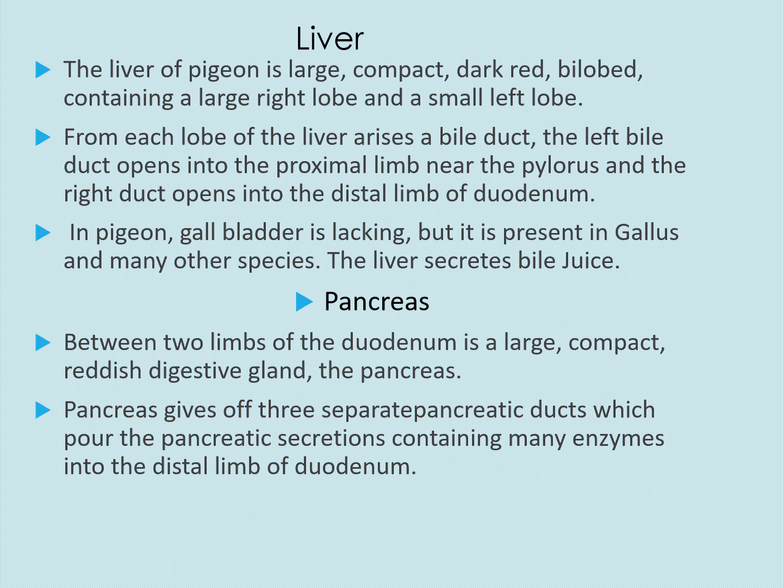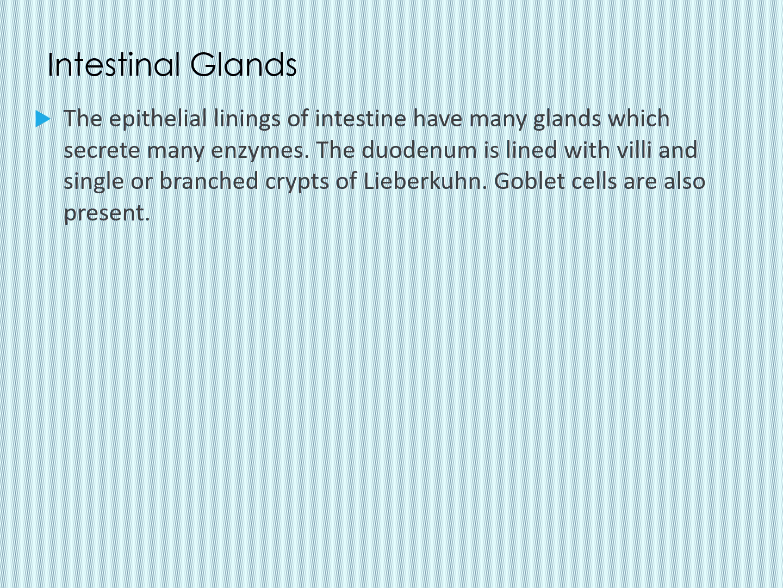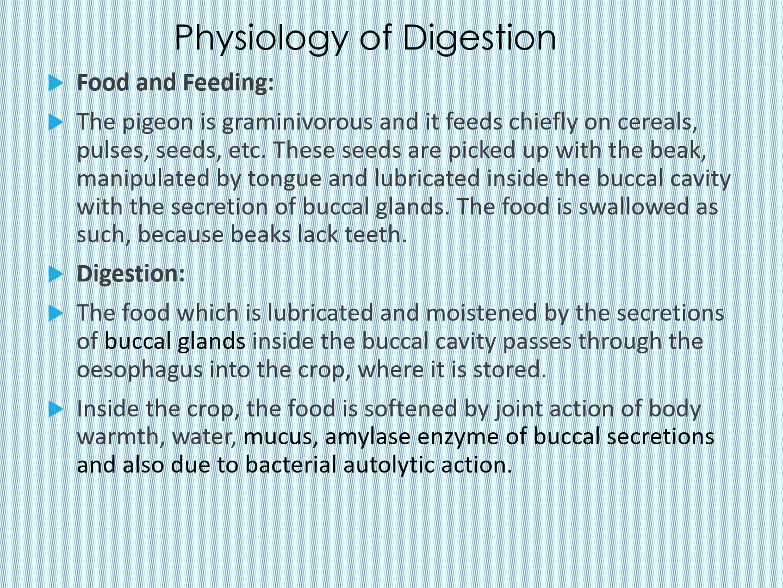bile juice. The pancreas. Between the two limbs of the duodenum is a large, compact, reddish digestive gland, the pancreas, and the pancreas pours the secretions containing many enzymes into the distal limb of the duodenum. The intestinal glands. The epithelial lining of the intestine has many glands which secrete many enzymes. The duodenum is lined with villi and single or branched crypts of Lieberkuhn, and goblet cells are also present.